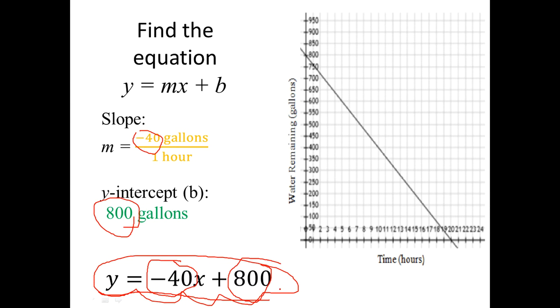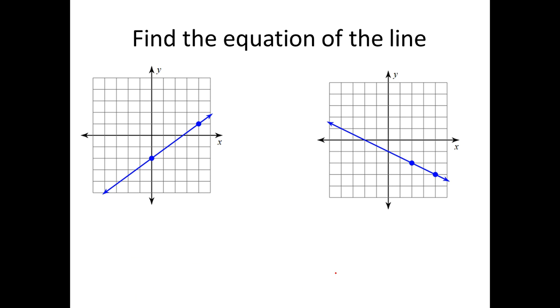All right. Please make sure you're writing this down in your notes. We're going to look at another example for an equation of the line. We're going to start with the one on the left. So this one, I can use my points. See these 2 points?